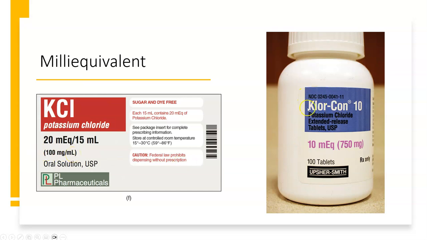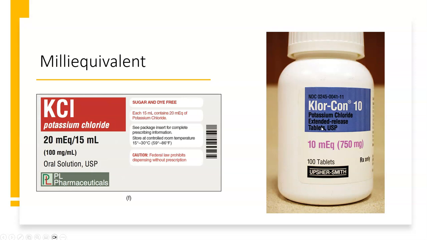Over here we've got the tablet formulation. This is Klor-Con. KCl is the chemistry abbreviation. So this is not a brand name. It's just a chemistry abbreviation for potassium chloride. We don't see any trademark symbol here, so that's not a brand name, even though it looks like there are two names on the label. We know this is a brand name because we got that trademark symbol. So Klor-Con 10 is a 10 mEq potassium chloride extended release tablet.